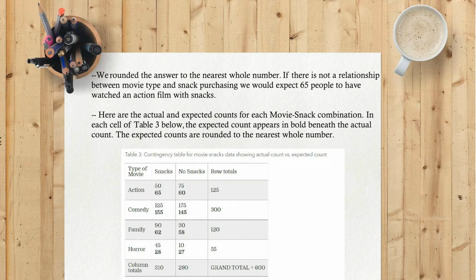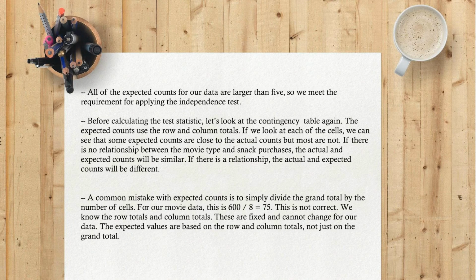In each cell of table 3 below, the expected count appears in bold beneath the actual count. The expected counts are rounded to the nearest whole number. All of the expected counts for our data are larger than 5, so we meet the requirement for applying the independence test. Before calculating the test statistic, let's look at the contingency table again.